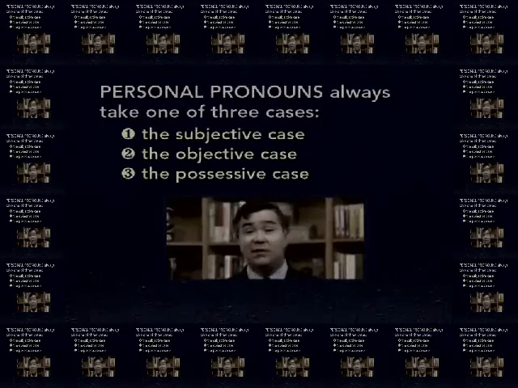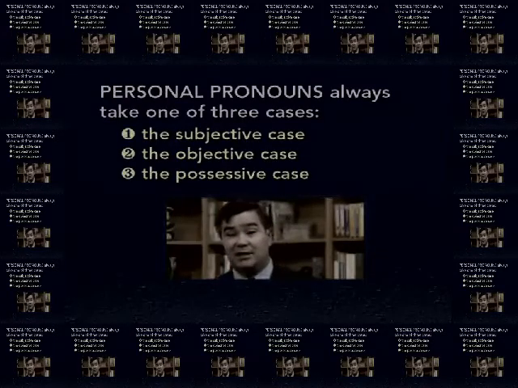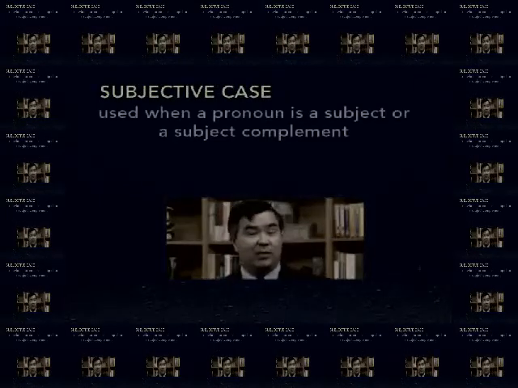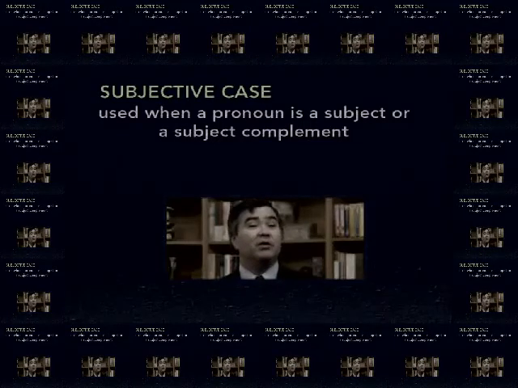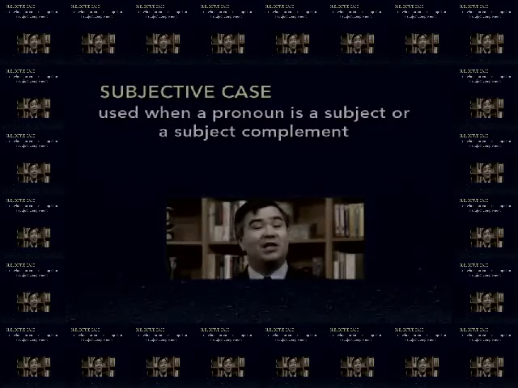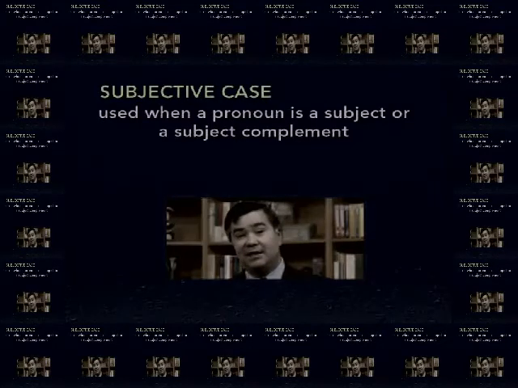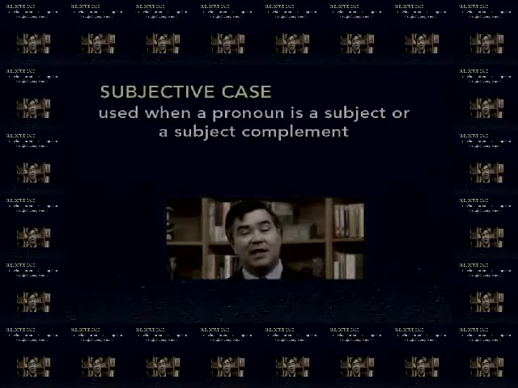Let's take a moment to look at each of these cases and explain exactly how and when they should be used in an English sentence. First, the subjective case. The subjective case is used when the pronoun is a subject or a subject complement. As you recall, the most important word in any sentence is the verb. Now, the subject of the verb is the person, place, thing, or idea that does the action of the verb. When a pronoun is the subject of the verb, it should always be in the subjective case. A pronoun should also be in the subjective case when it serves as a subject complement.